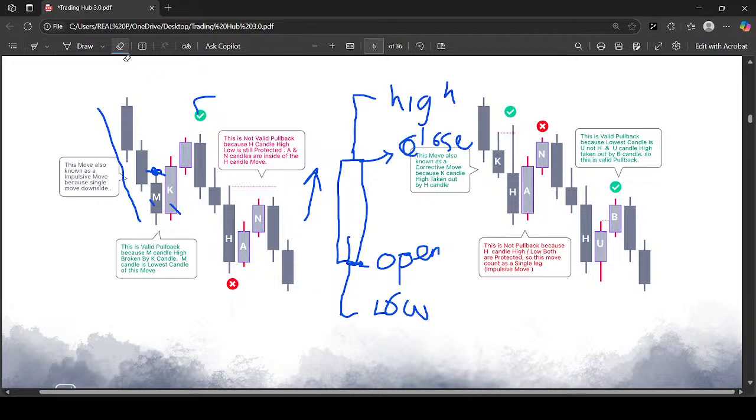Now, looking at this, this is another impulsive move to the downside. And we have the A candle. We have the N candle. Now, these are what? Retracement candles. They are counter trend candles. Remember, our trend direction is what? To the downside. Our trend direction is to the downside.